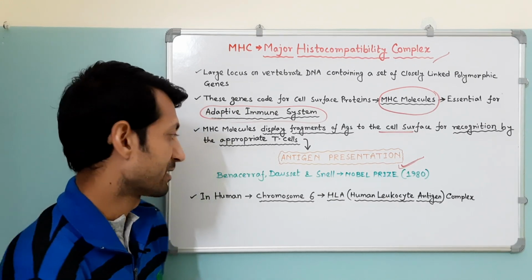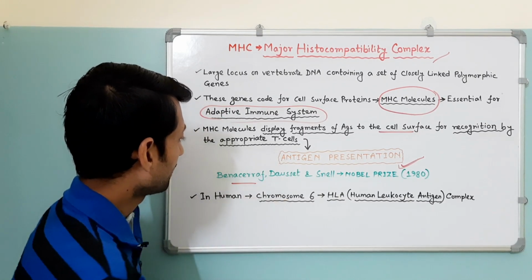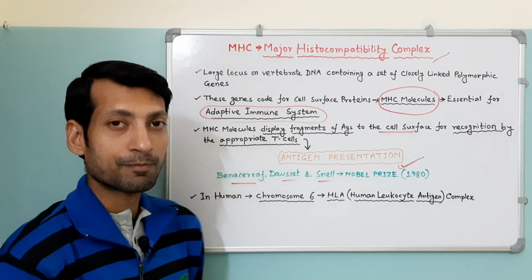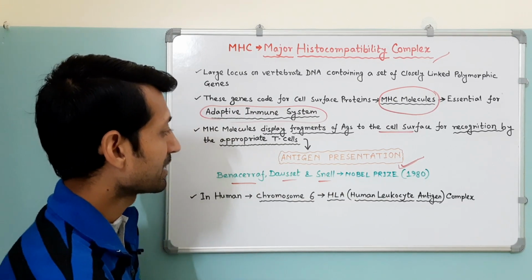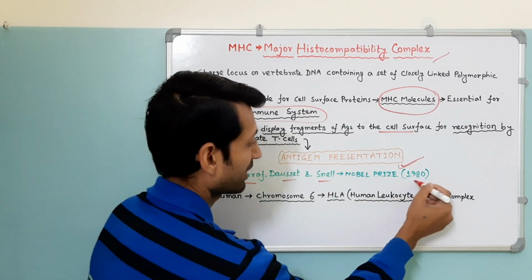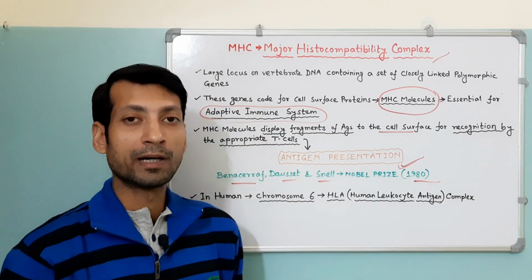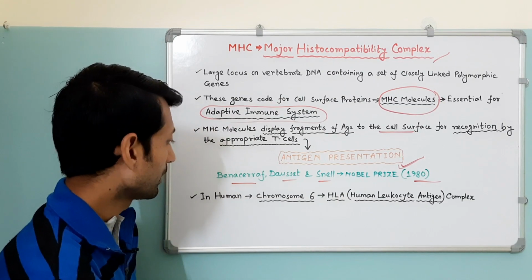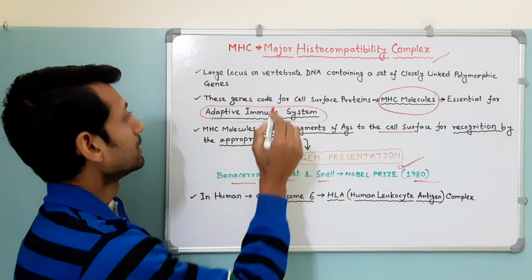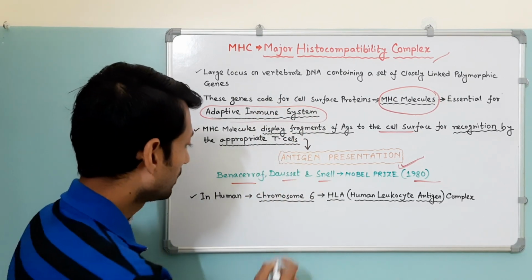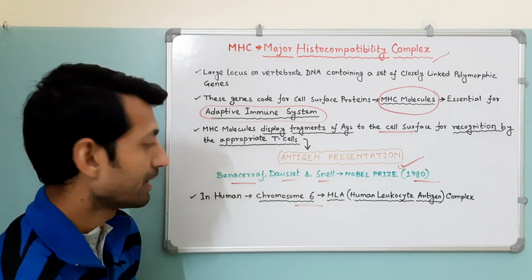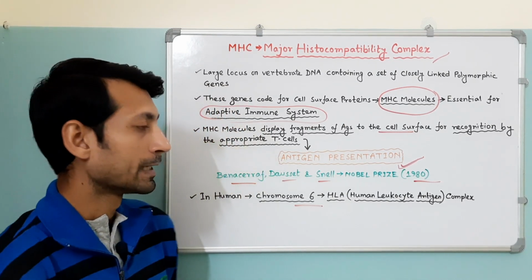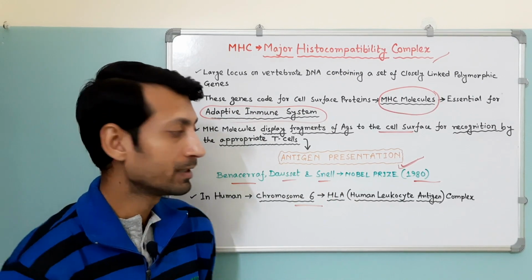Three pioneer scientists, Benacerraf, Dausset and Snell, received Nobel Prize in Medicine or Physiology in 1980 for their work on MHC molecules. Now, in human, the MHC is present on chromosome 6 and it is also called as HLA or human leukocyte antigen complex.